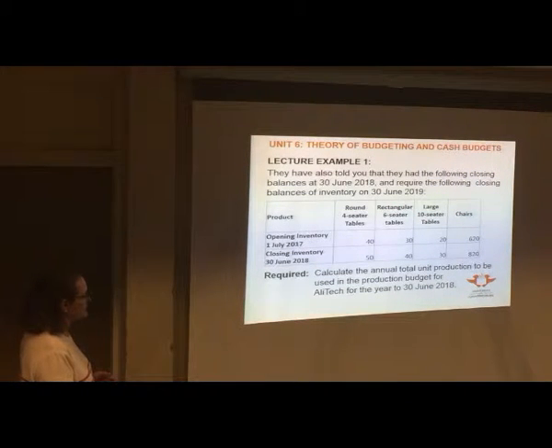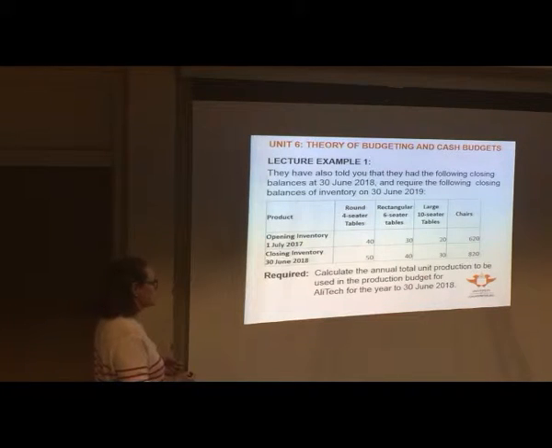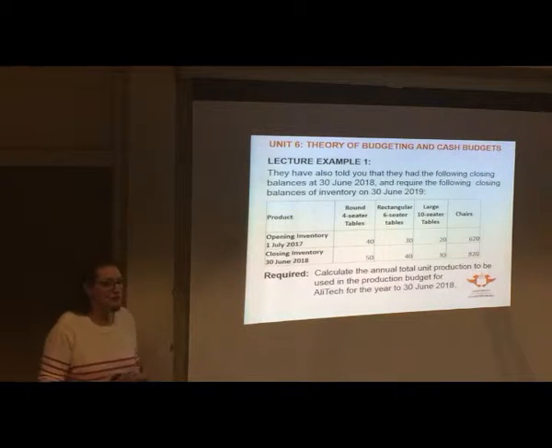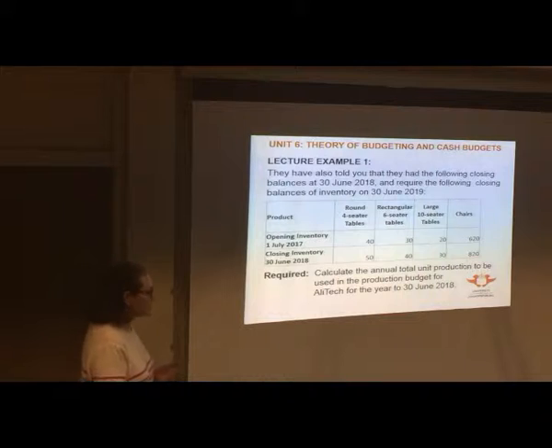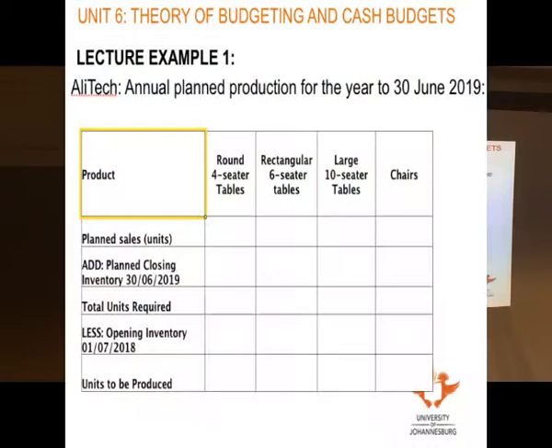So we've got a 4-seater table, a 6-seater table, a 10-seater table, and then based on these tables, we've got 620 chairs that we want to sell as well. And we need to now calculate the total unit production to be used for the production budget. So if we have an opening inventory of this and a closing inventory of this, how many do we need to produce during the year? So I've given you a template there that you can look at.